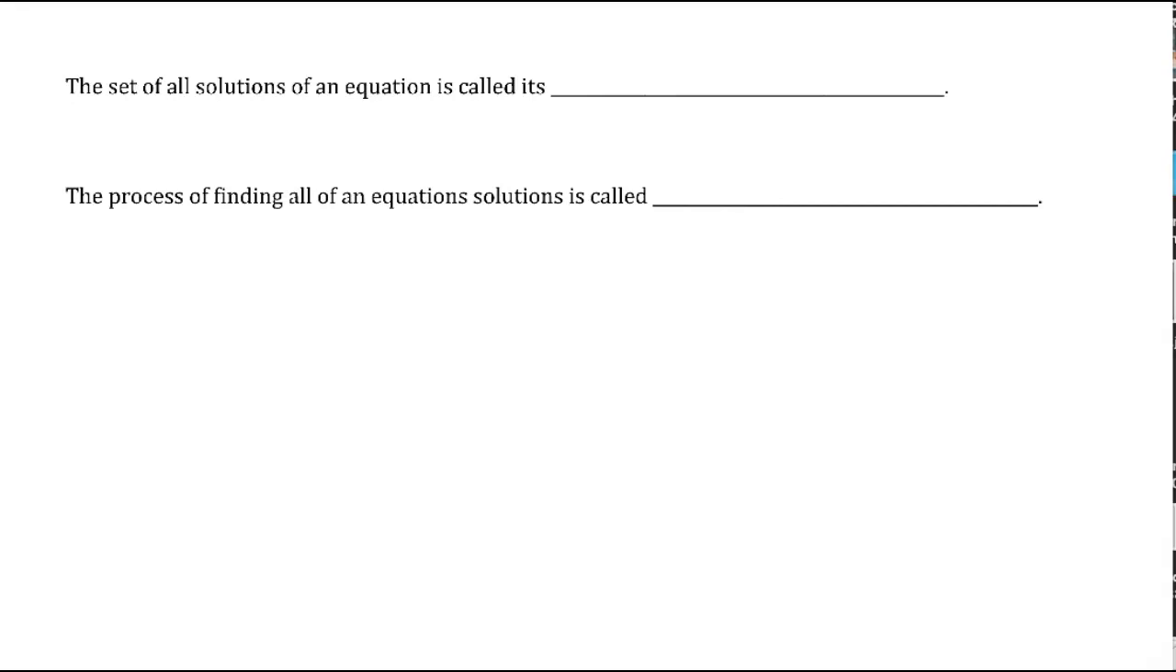When you have a set of all solutions to an equation, it's called that equation's solution set. We're going to use the notation with our curly brackets that we've seen before. We will list all of the solutions to an equation inside of these brackets to denote the solution set to the equation. Now, the process of finding all of the solutions to a given equation, that's called solving the equation. So when you're given an equation and asked to solve, you're asked to find all of the solutions to that equation.